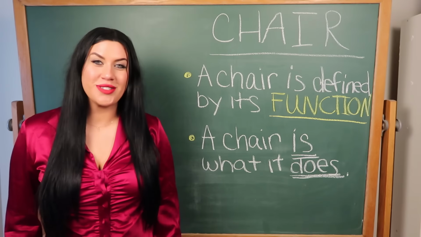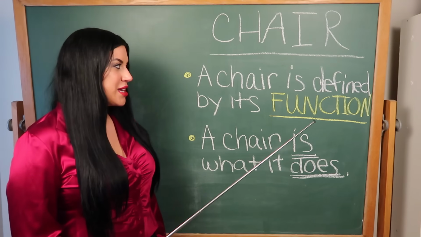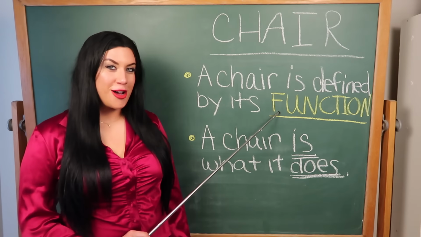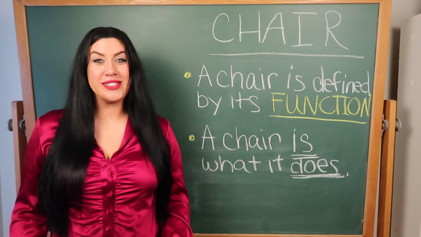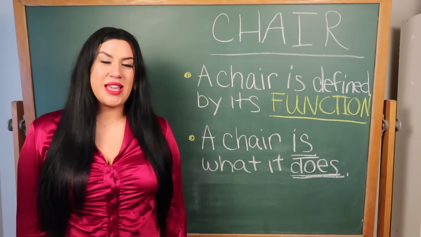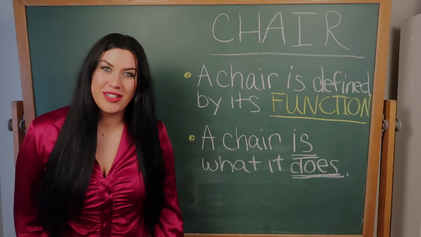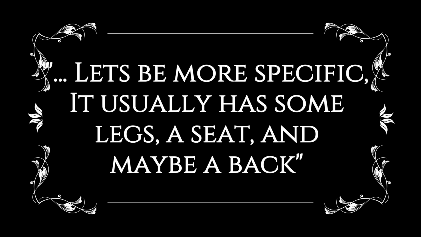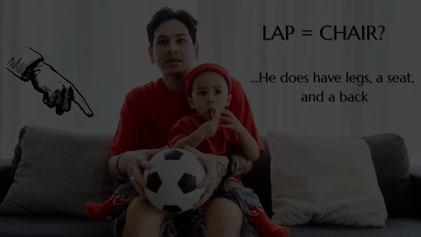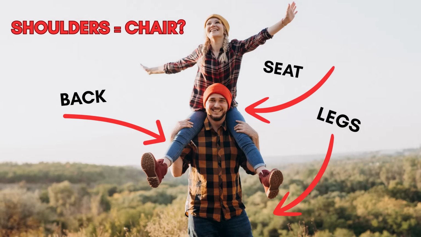If those examples didn't feel intuitive, it's probably because function isn't enough. Just because something gets the job done and we can sit on it doesn't seem enough for us to be able to define that thing as a chair. Would you state that the following objects that are being sat on are chairs?